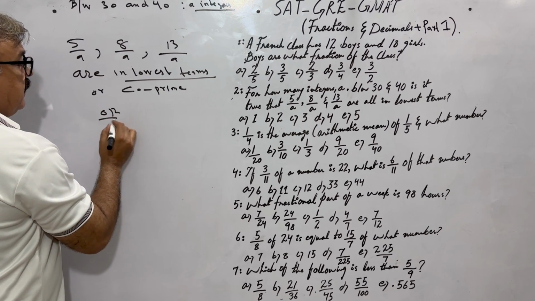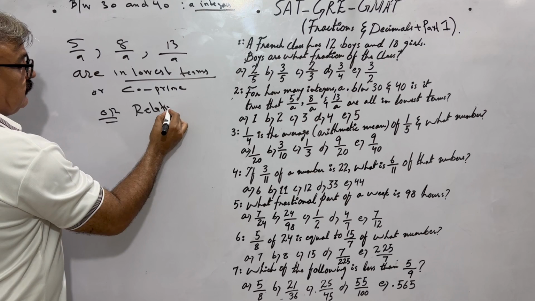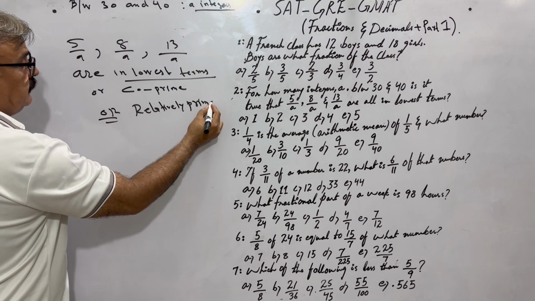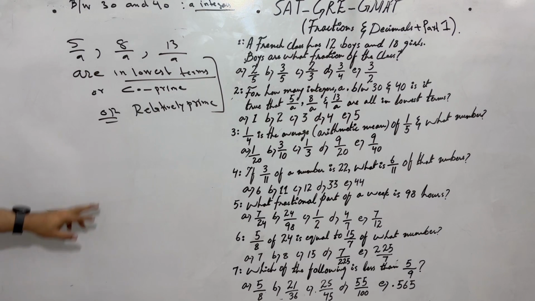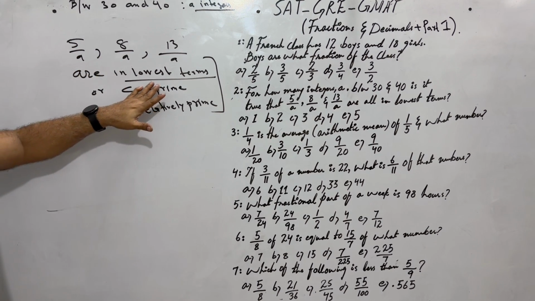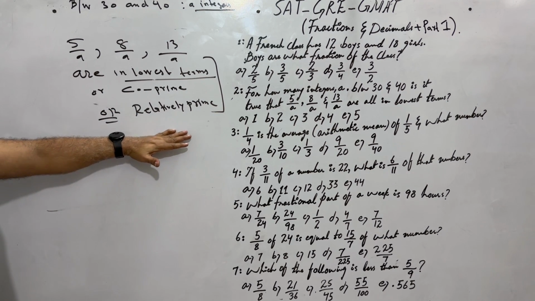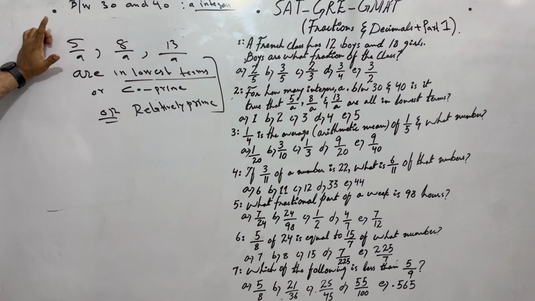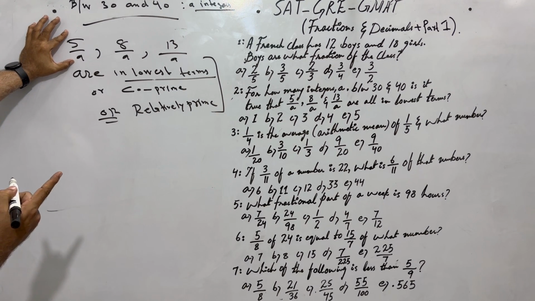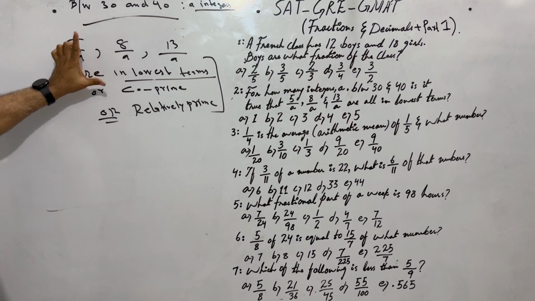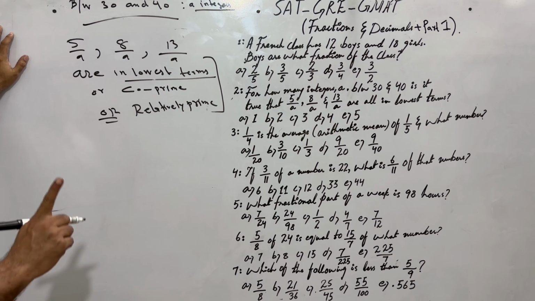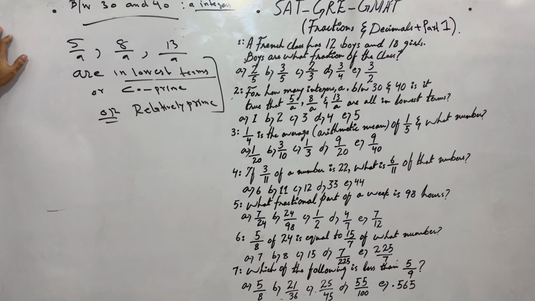Some writers prefer relatively prime; they are equivalent things. Co-prime or relatively prime means 5 and the pick of a between 30 and 40 have nothing in common except 1. Similarly, 8 and a have nothing in common but 1, and 13 and a have nothing in common but 1.